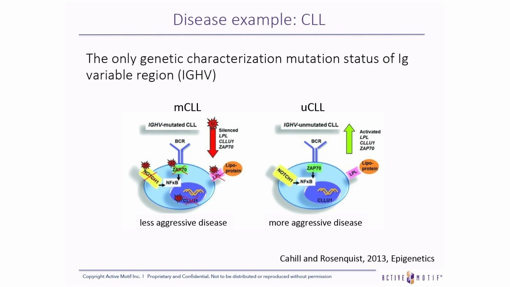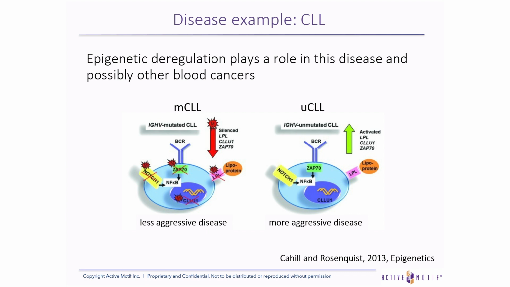However, this disease presents itself in many different ways. There's many different phenotypes. So it can't be just the Ig variable region mutational status that defines the phenotype. There has to be some epigenetic deregulation that plays a role in this disease. So how would we go about studying a disease like this?